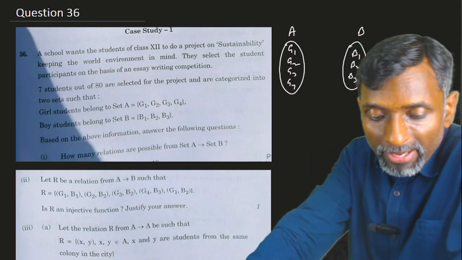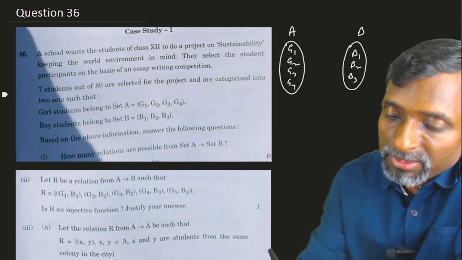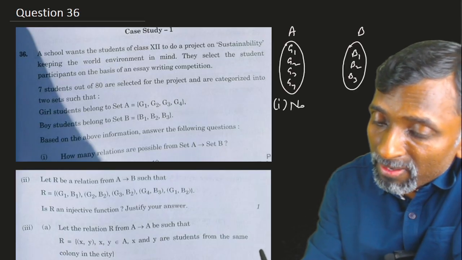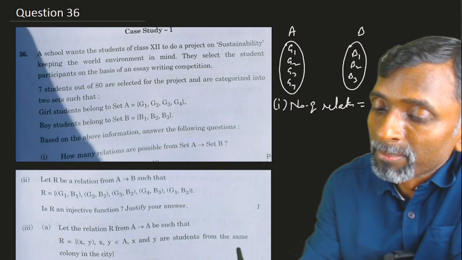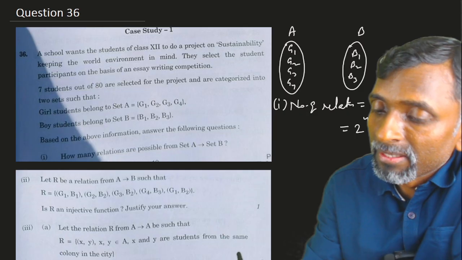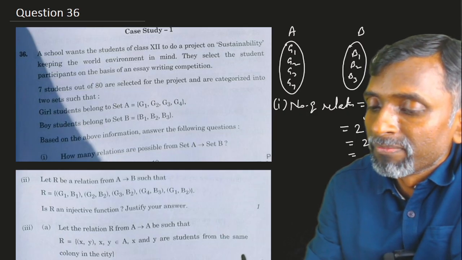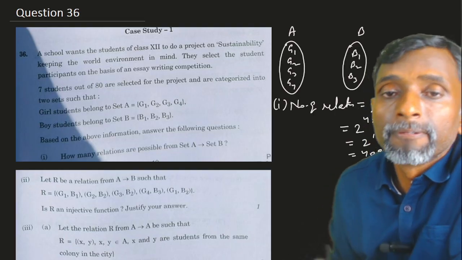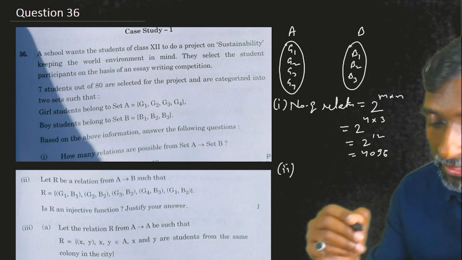The first question we have, you can read the first question. How many relations are possible from set A to set B? So we can say the formula of number of relations is 2 to the power mn. M is the number of elements in the first set, and n is the number of elements in the second set. So it is 2 to the power 12. It is 4096. So the answer of the first question is 4096. Okay, second one.